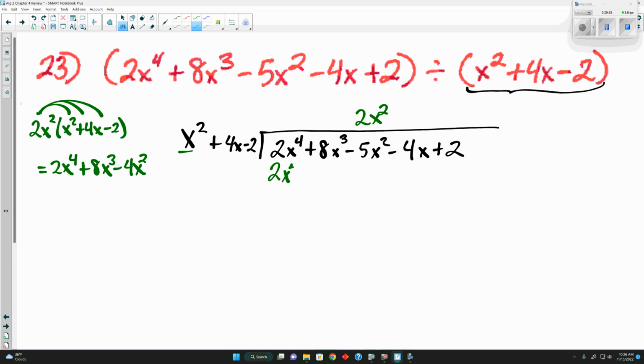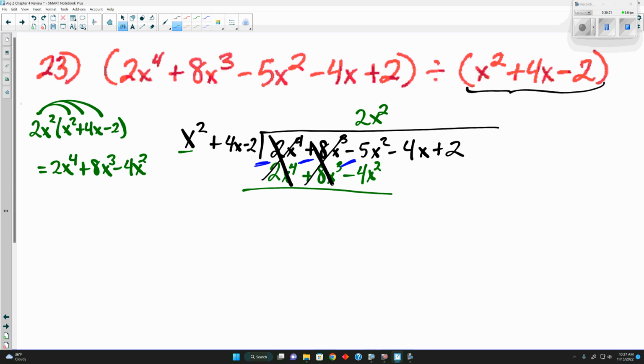So we have 2x to the 4th plus 8x cubed minus 4x squared, and then we subtract. 2x to the fourth minus 2x to the fourth is 0. That's exactly what we wanted to happen because we want that first term to always cancel out, be 0. Let's look at the next one, 8x cubed minus 8x cubed. Well, that is actually 0 as well, yes? And it can work out this way sometimes.